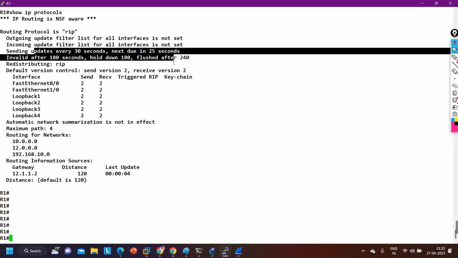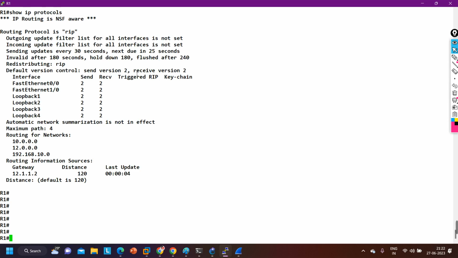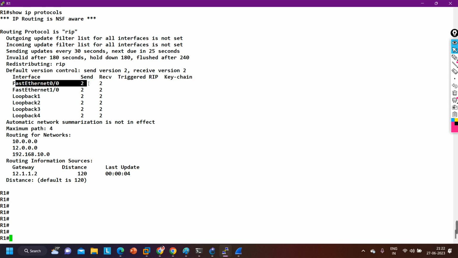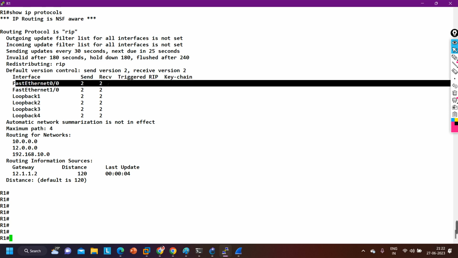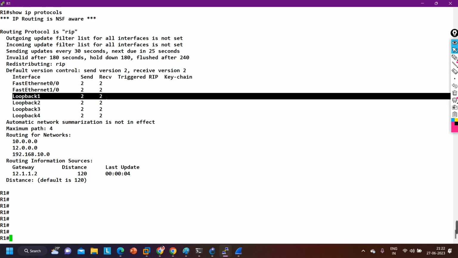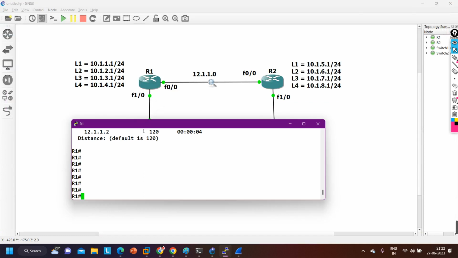Like it is sending updates. Okay, so are these terms clear to you? It can send the update message in version 2 and receive version 2, how many messages it has sent, how many messages it has received on FastEthernet 0/0, on FastEthernet 1/0, and after that on the loopback interface. Guys, tell me why this router is sending update messages from the loopback interface. Should router 1 send update messages from the loopback interface?